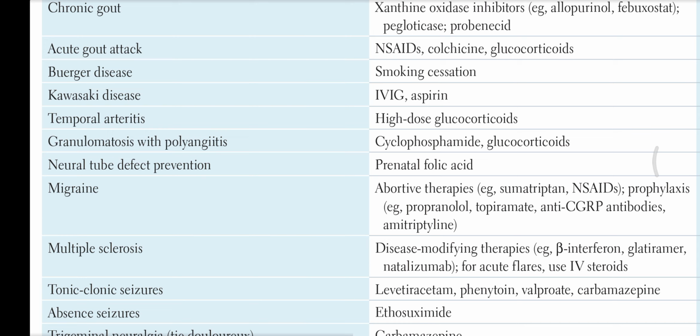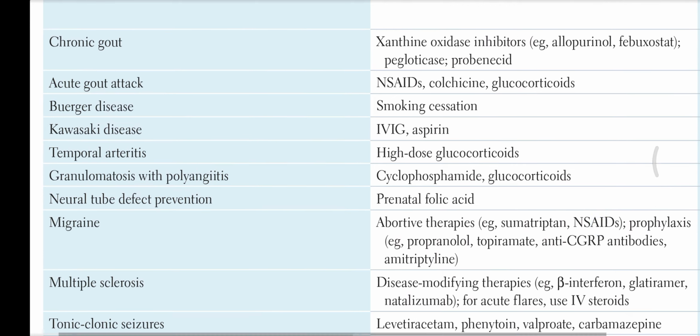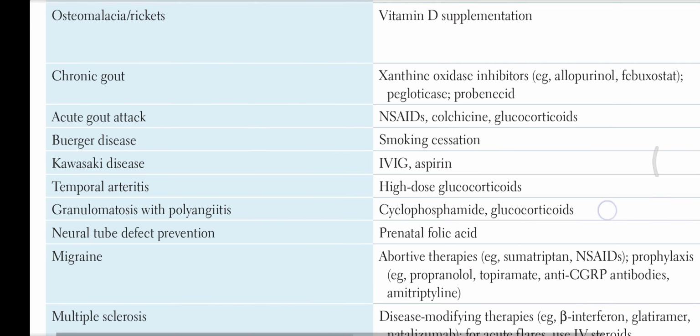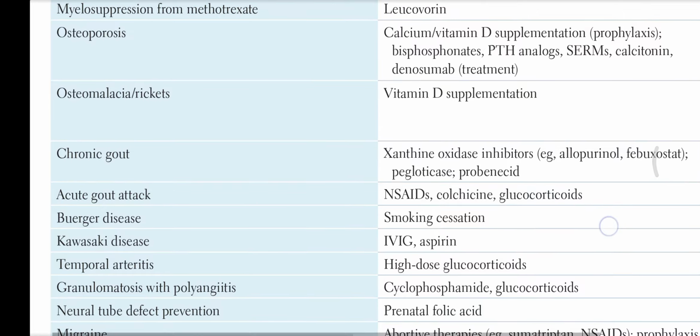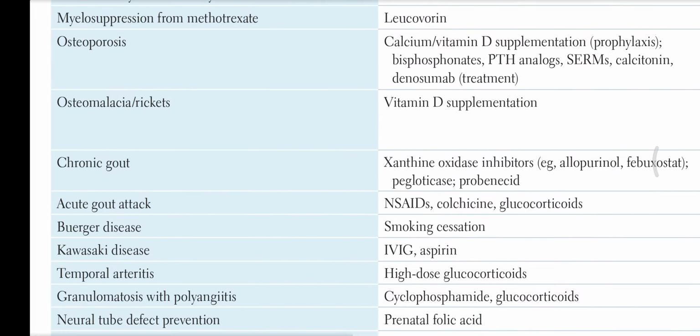For neural tube defect prevention, prenatal folic acid is given. Granulomatosis with polyangiitis, cyclophosphamide and glucocorticoids is given. Temporal arteritis, high-dose glucocorticoids is given. Kawasaki disease, IVIG and aspirin are given.